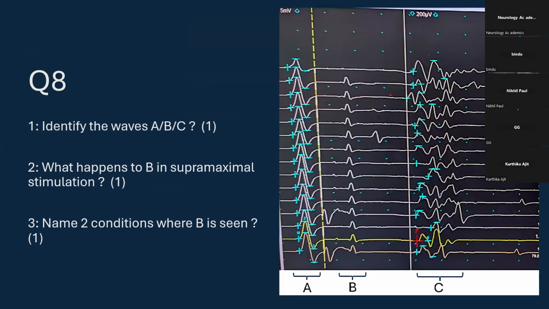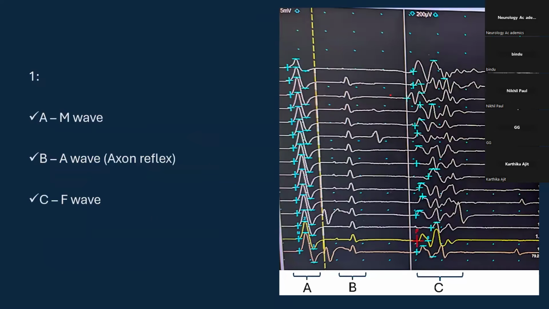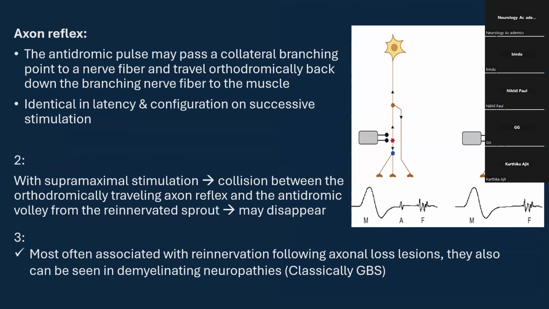Next question was to identify the waves A, B, and C, and what happens to B in supramaximal stimulation and some conditions where B is seen. So A is our motor response, B is the A wave or the axon reflex, and C is our routine F wave. So what is an axon reflex? As shown in this picture, when we do this F wave study, one of those impulses can go backward and come down into that newly sprouted bud, which can result in a wave which even on successive stimulation has the same morphology, and this is called the axon reflex.